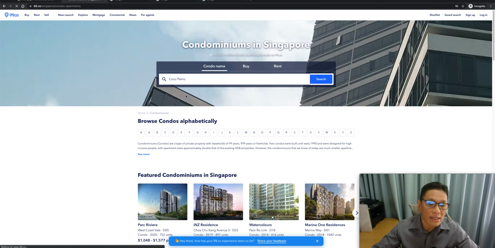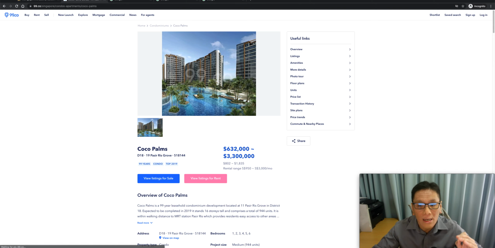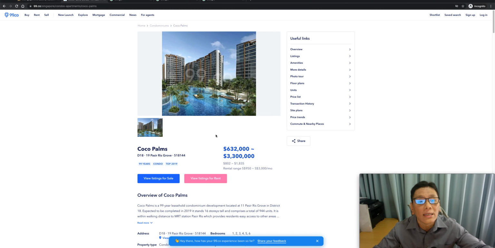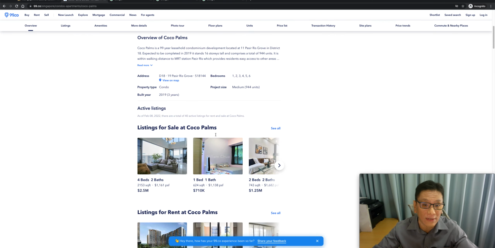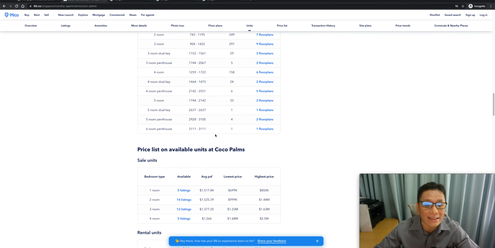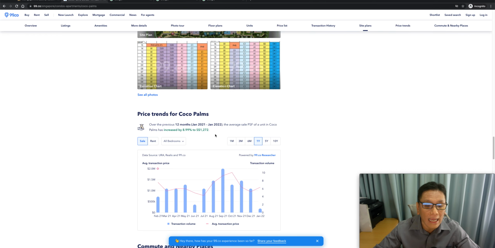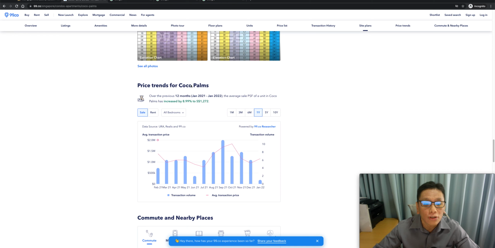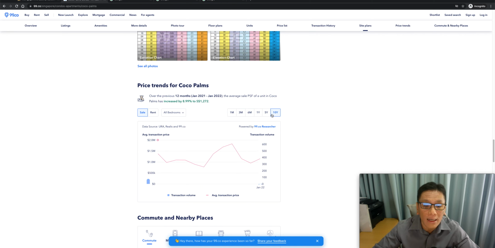If you were to look at Coco Palms, why I feel that you'll be spending 99% of your time on this website is because of some of the information that they will be giving you, alright? When I scroll down, the very first information that I need is to look at the price trend, okay? The price trend for Coco Palms, they have it in between 1 month to 10 years period. Normally, most of the time, I prefer to look at either the 5 years or the 10 years mark. By looking at the 5 years mark, I will be able to see the average selling price of the development.